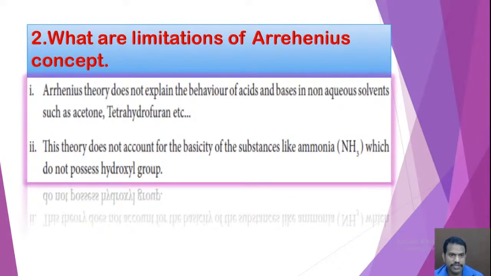Okay, according to his concept, it has some limitations, because the Arrhenius theory does not explain the behavior of acids and bases in non-aqueous solvents, for example acetone and tetrahydrofuran. These two are non-polar solvents. So what he said in his concept is that the substance has to be dissolved only in water. Water is a polar solvent, but he didn't say anything about non-aqueous solvents. One example I used to give: suppose lemon juice, can you dissolve it in acetone and then taste whether the sour taste is coming or not? He is unable to check it. That's why his concept has this limitation, right?